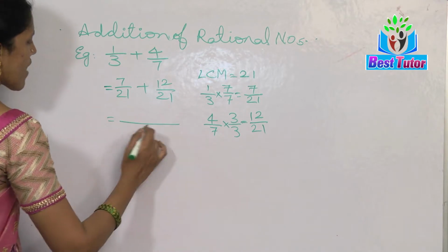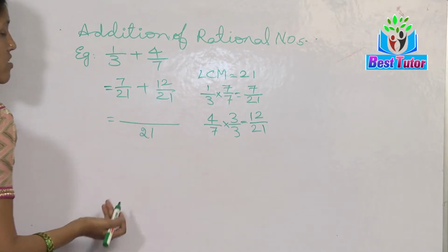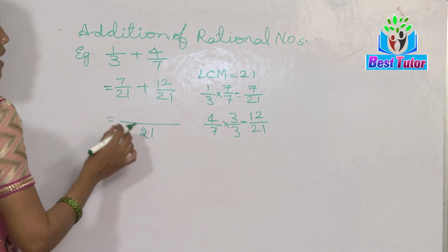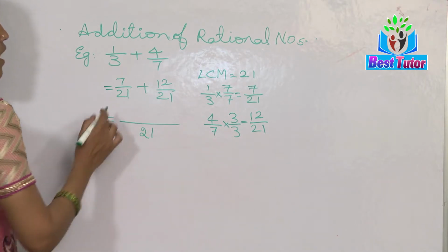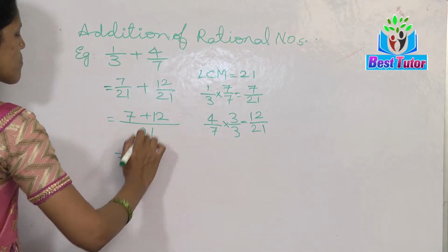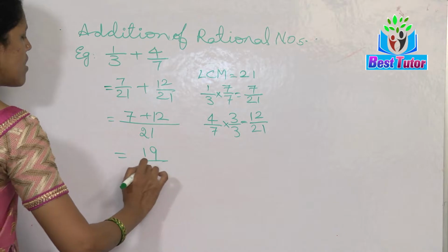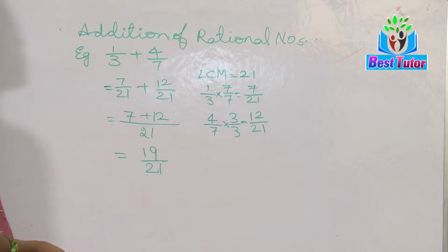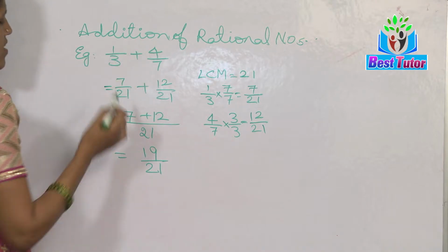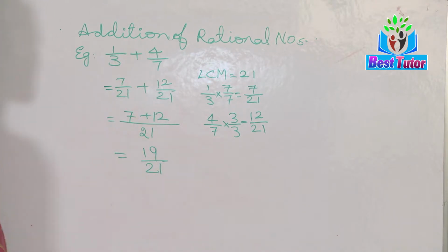These two are like fractions. Addition of like fractions is very simple. We take the common denominator as the denominator of the solution and add both the numerators to get the answer. 7 plus 12 is 19, denominator is 21. So, the answer of 1 by 3 plus 4 by 7 is 19 by 21.